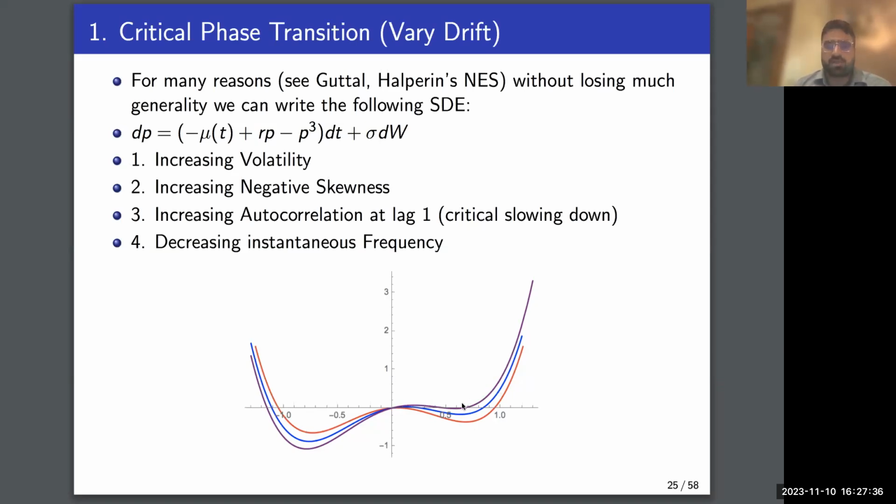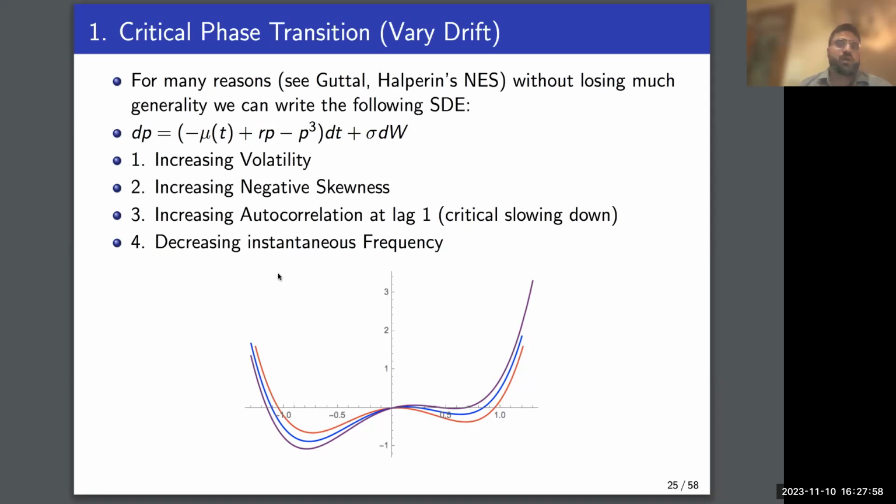So as the potential flattens out, we see that, naively, just visually, we expect to see certain early warning signals of this crash. For instance, we expect to see increasing volatility, right, as the price is allowed to move more and more.